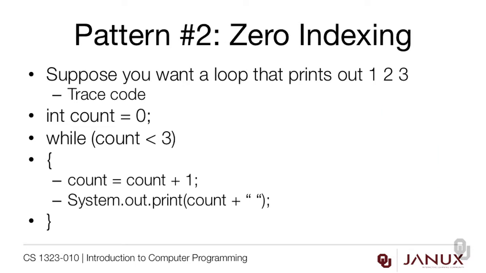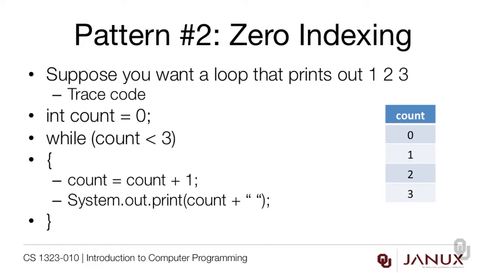Now let's look at a second pattern. This pattern is called zero indexing. We're doing the same thing. We're trying to print out 1, 2, 3, and we're going to trace the code again. So we start with count is 0, and then we look at while count is less than 3. Now this time we have to increment count first, because the first thing we wanted to print out was 1, and right now count has the value of 0. So we increment count to 1 and then print it out, and that's what we repeat.